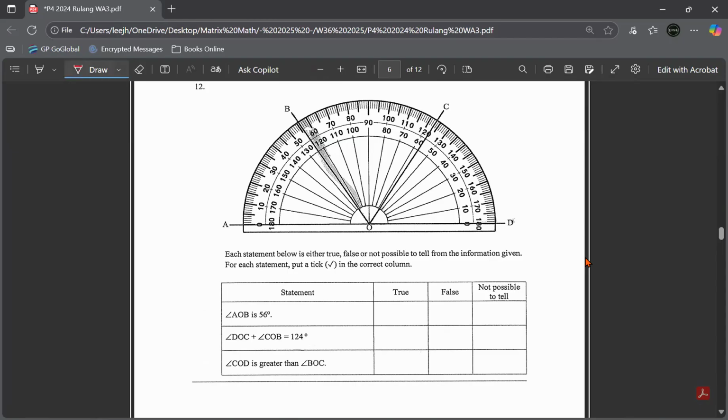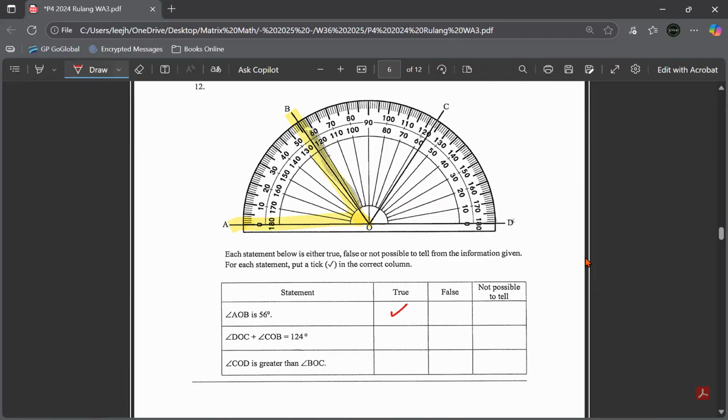Where is AOB? I use the highlighter. A is here, OB. So AOB is this one. Is it 56? You look at this, we are reading from the outer scale. Is it all the way to 56? This is 55, 56. Yes, AOB is 56. So this is true.